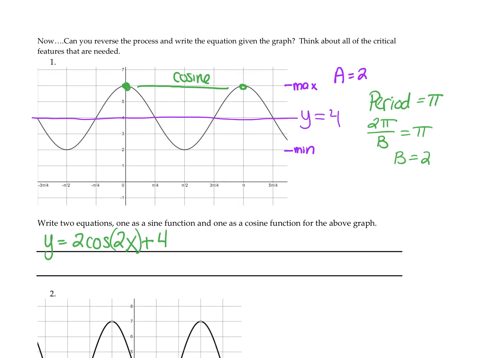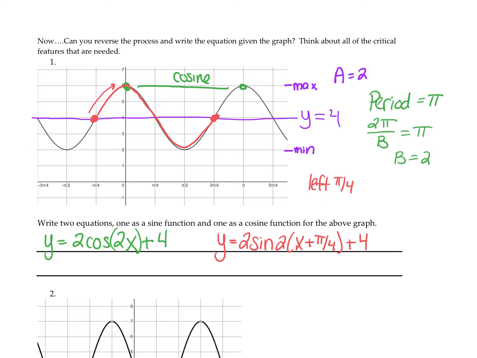Now let's pick a sine function to write. Again, everything's going to stay the same for sine except the phase shift. I can see 2 different options. Here's where I'm starting in the middle, and then it goes up to the maximum. So I can see a sine cycle happening from here to here. That sine cycle is starting left pi over 4. So it's going to be the same as this cosine function, except I'm going to have x plus pi over 4 to show that shift.